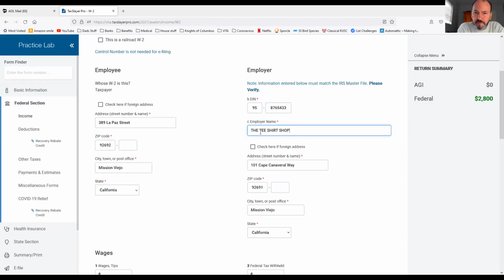And if it auto-populates, fantastic. And then Sean, humor me. Let's say the name of the employer is called the T-Shirt Show. Remove the letter P as in Papa. There you go. And so if you need to make changes to the software, you just go ahead and make your change. But again, the mantra is we're going to key the software as we see it on the W-2.